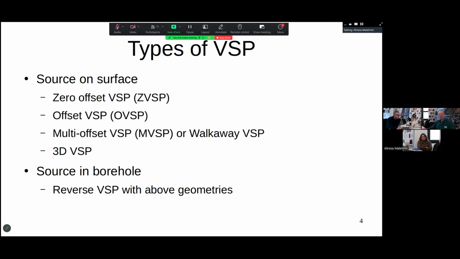Then you can have offset VSP, where the source is offset from the wellhead. Multi-offset VSP, where you have many sources and record these sources at many locations in the borehole, is sometimes called walkaway VSP. And then we can have 3D VSP, where we have a grid of sources on the surface. We don't necessarily have to have the source on the surface. We can have the source in the borehole and record on the surface, and then we have something which is generally referred to as reverse VSP, and we can have the same geometries as above. We just exchange the source and the receiver locations.